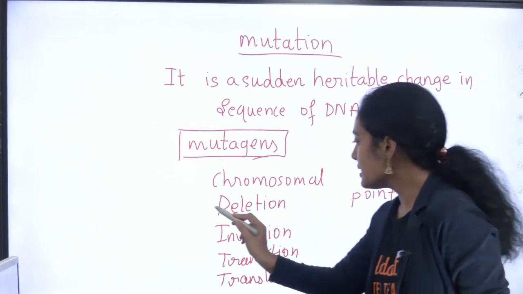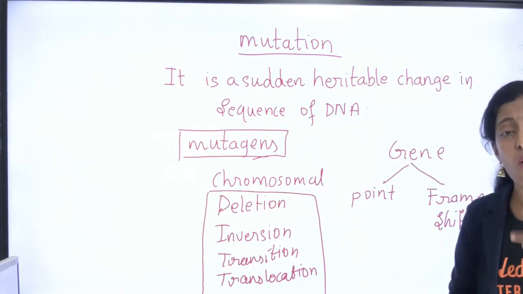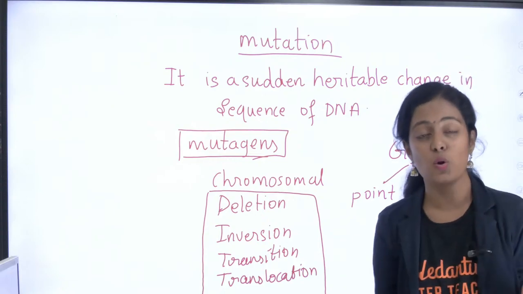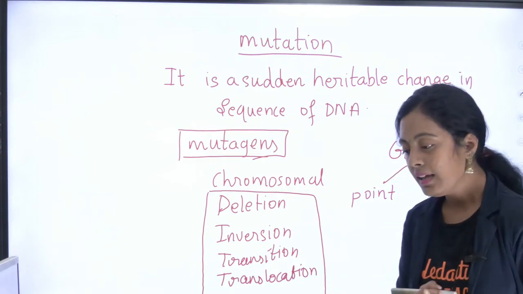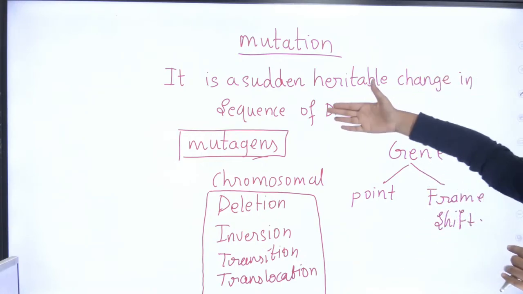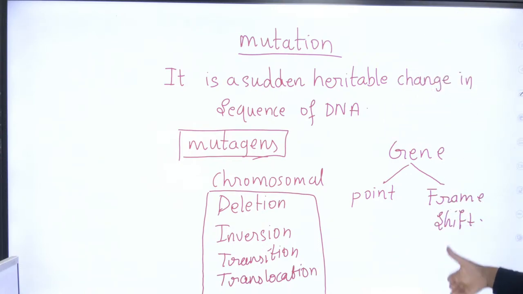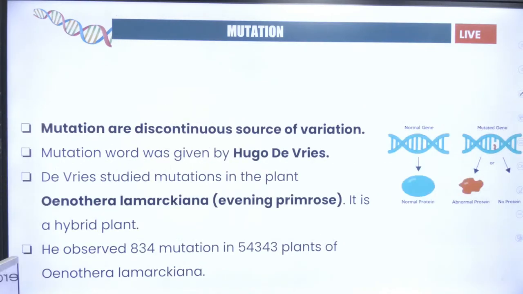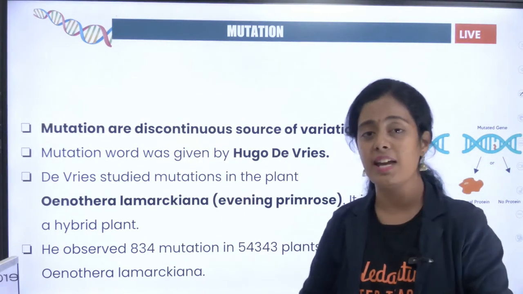Now we are going to discuss the types of chromosomal mutation. Chromosomal mutation is also called chromosomal aberration. Can I continue, students? Yes or no? We are also going to discuss mutagens, not to worry. Everything that is written here will be discussed in detail from your NEET exam point of view. Now it will be very clear to you. Mutations are a discontinuous source of variation.